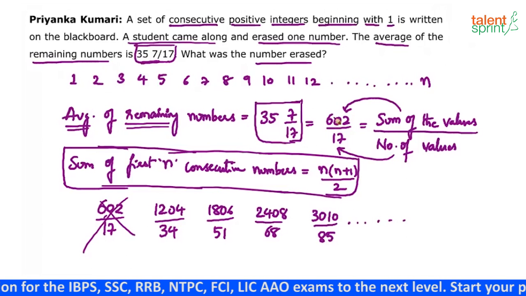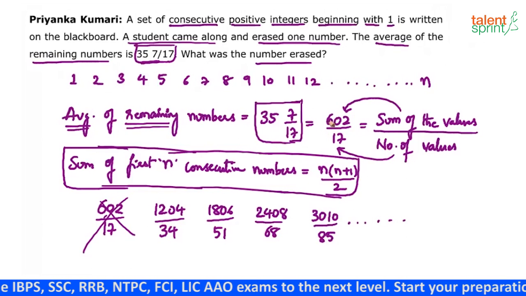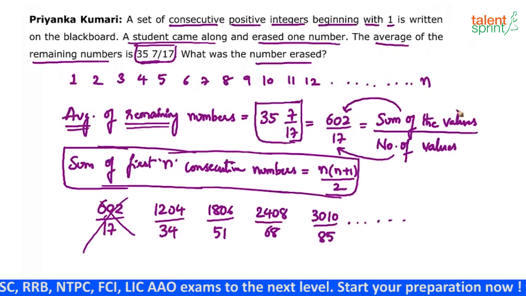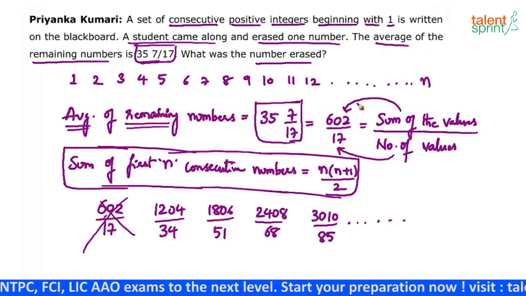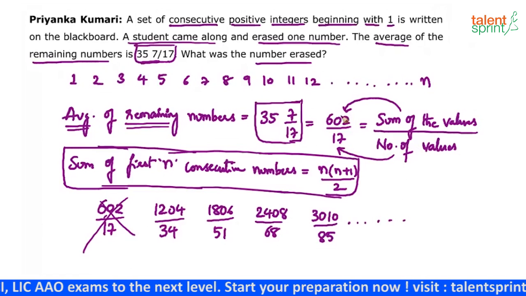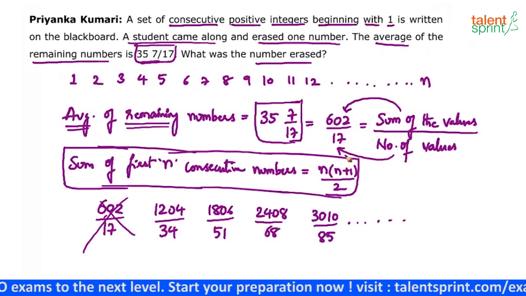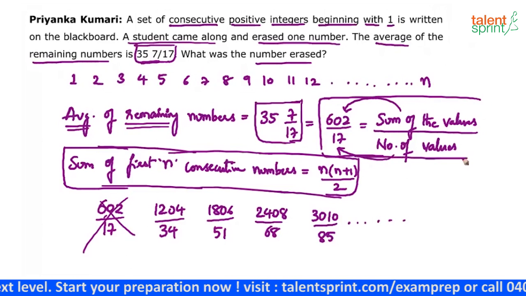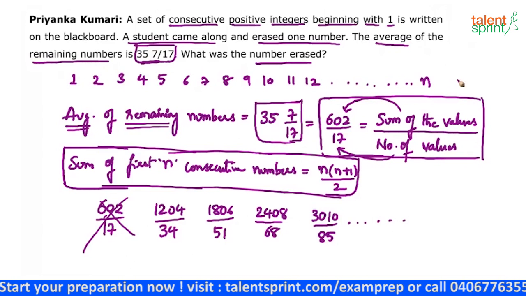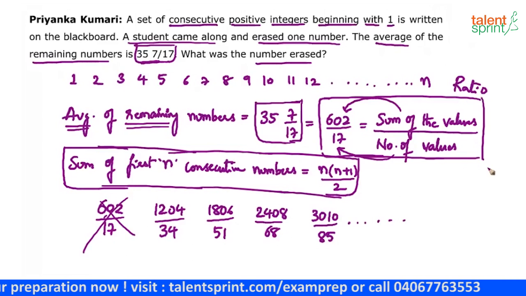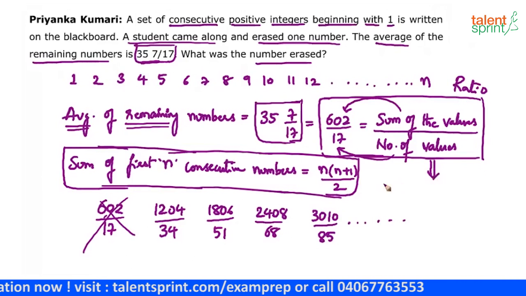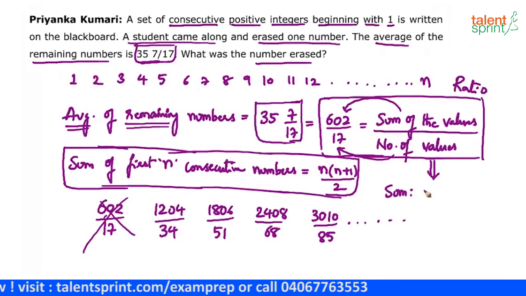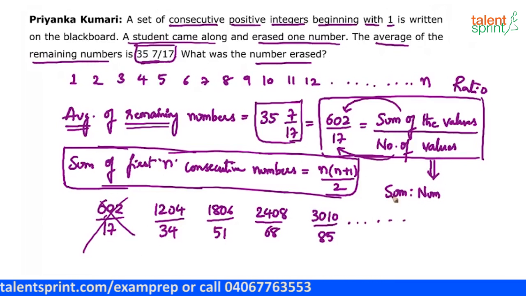You understand? This is like a ratio. When we are saying 602 by 17, we are saying sum of the values by number of values. That ratio is 602 by 17. Numerator by denominator is nothing but a ratio, right? This is a very, very important point. We are actually talking about a ratio here. Don't consider it as a division. This refers to a ratio. So basically what we are trying to say here is that sum is to the number of values is equal to 602 is to 17.